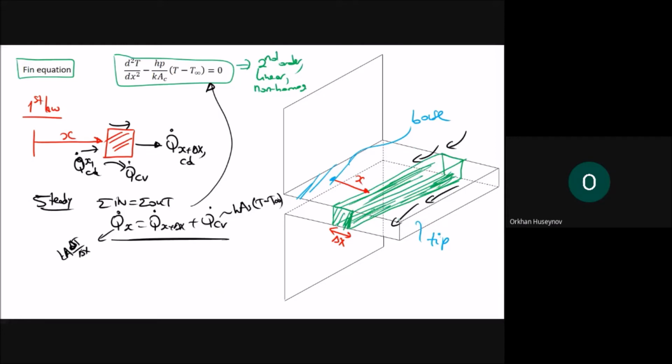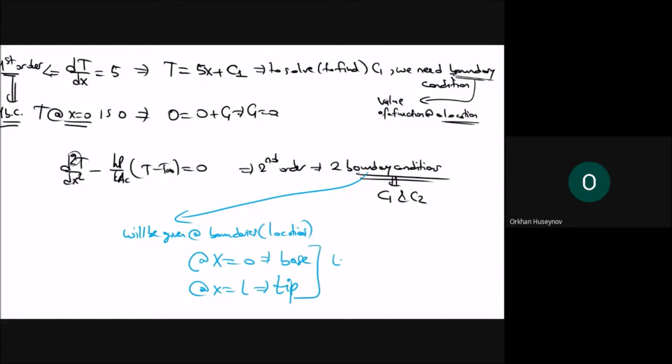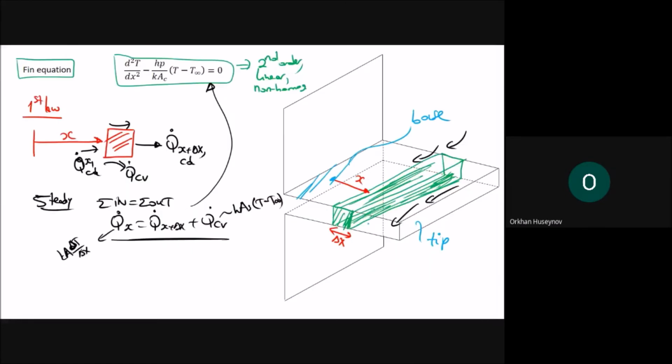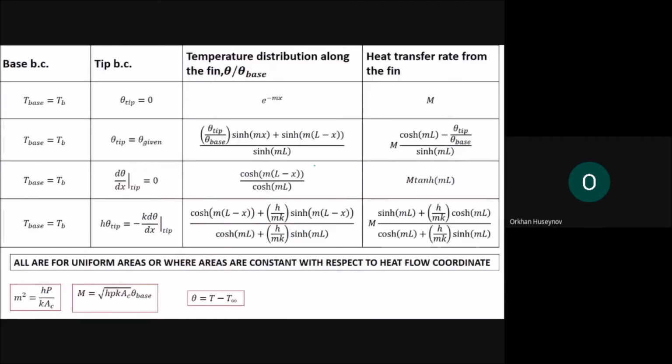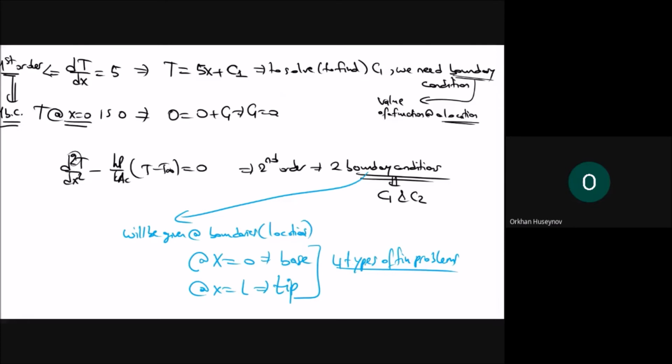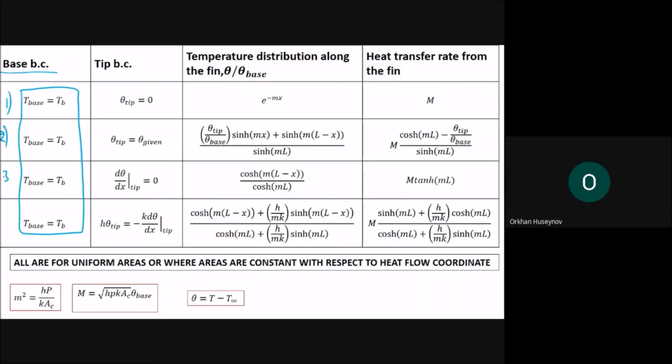For the case of the boundary conditions, we have 4 types of fin problems that are given according to these boundary conditions. Let's see the types of fin problems, and let's start from the easiest one, the first one. The temperature at the base is always given. In all of these 4 types of problems, this one is 1, this one is 2, and 3, and you can have the 4. The temperature of the base is given.